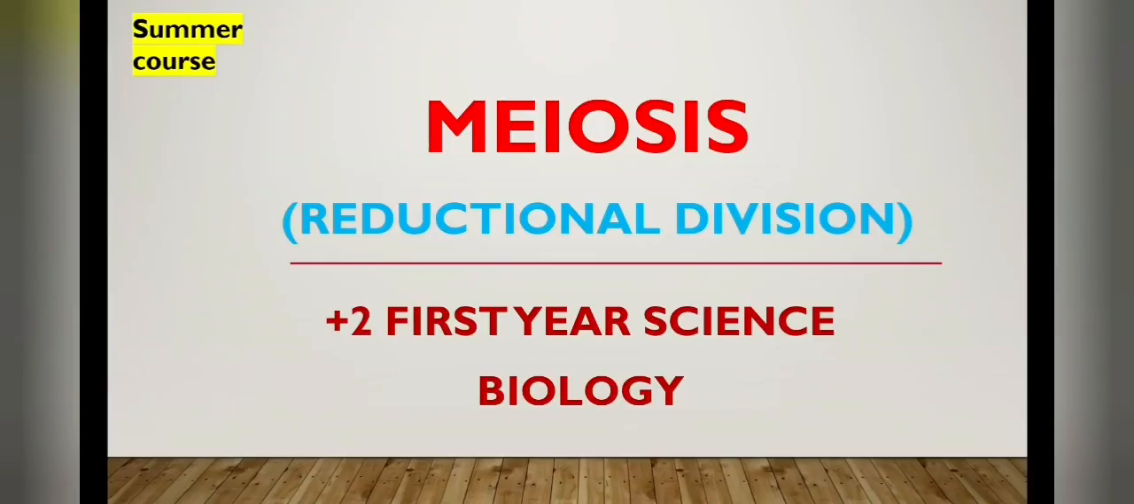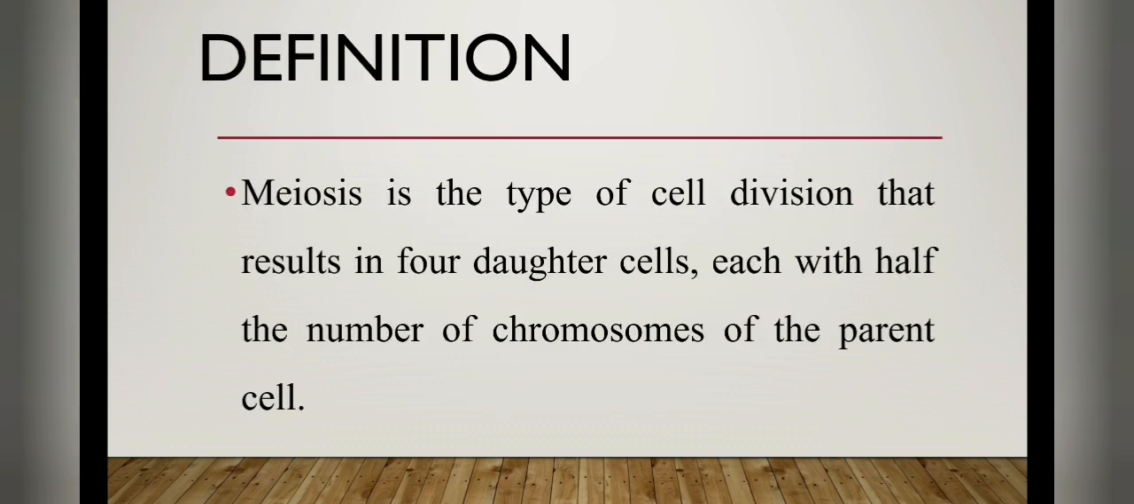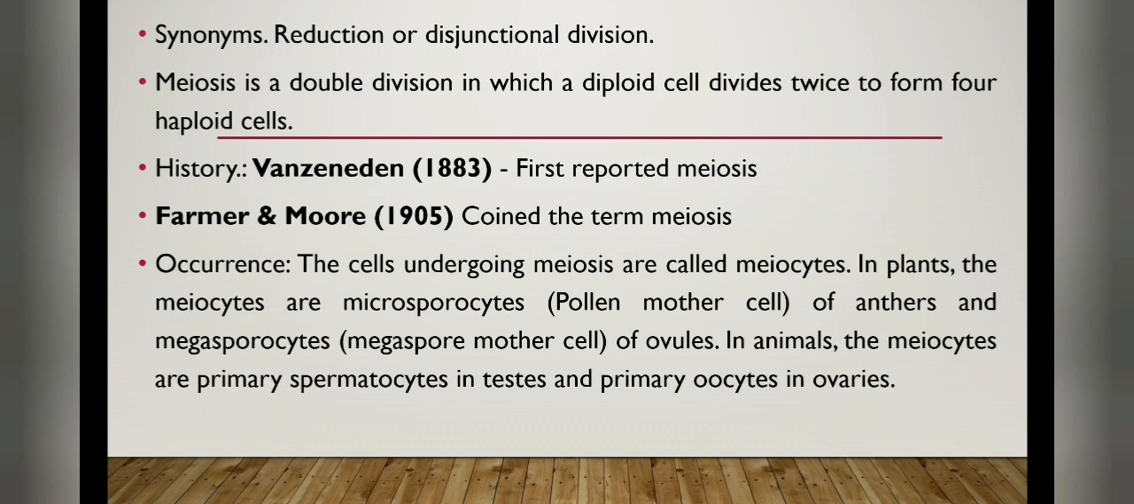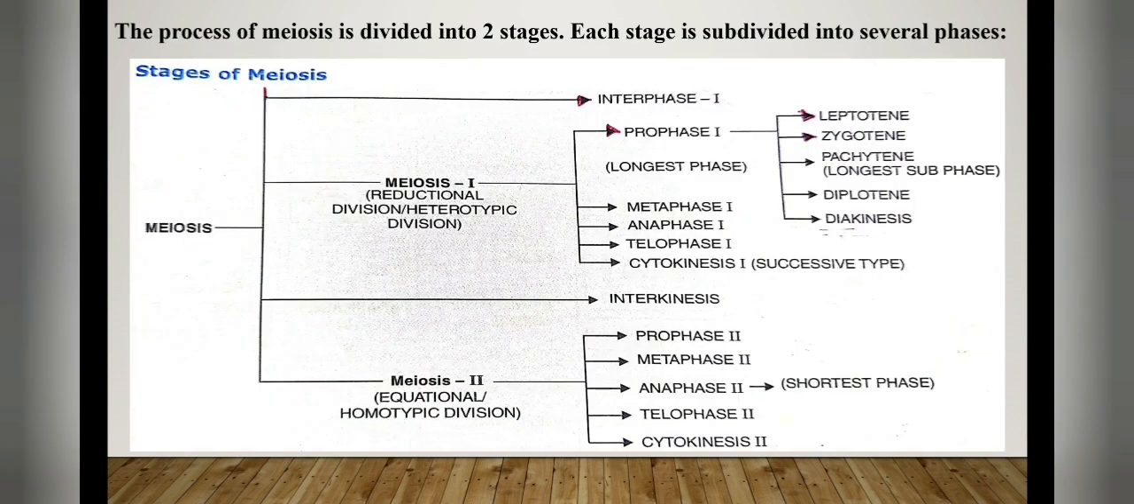Then meiosis, which is otherwise known as reductional division. Meiosis is a type of cell division which results in four daughter cells, each with half the number of chromosomes of the parent cell. So these are the different stages of meiosis. At first is meiosis 1, which is the reductional division, but meiosis 2 is like your mitosis, the equational division. At first interphase will occur, then meiosis 1, which consists of prophase, metaphase, anaphase, telophase, and cytokinesis 1.